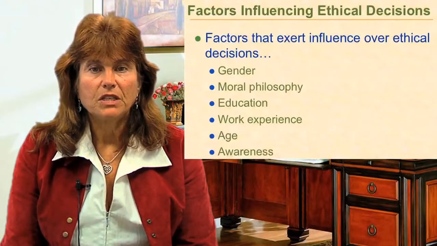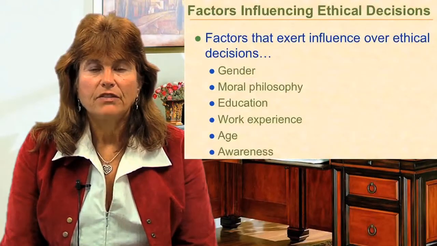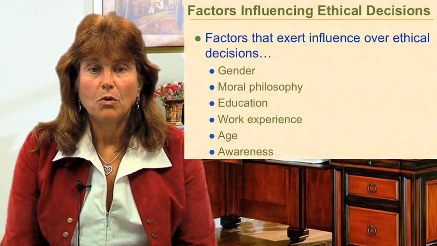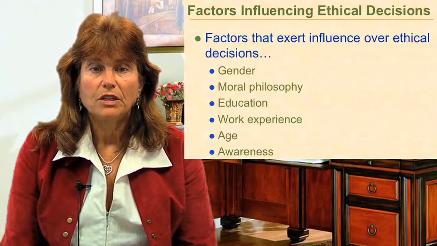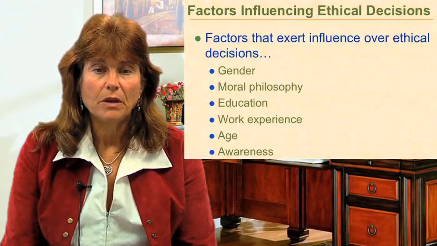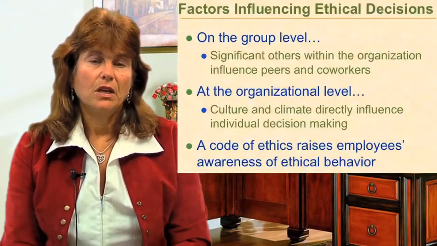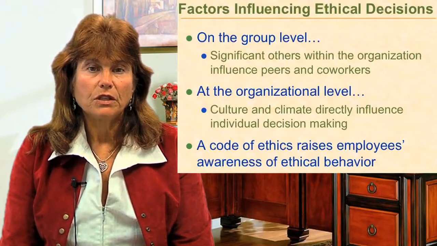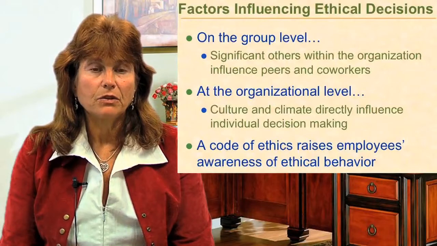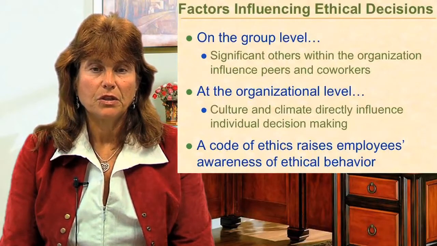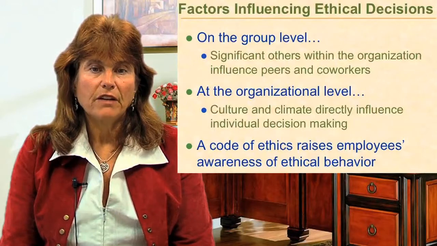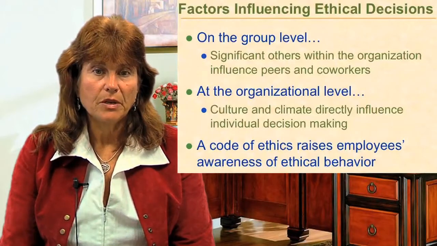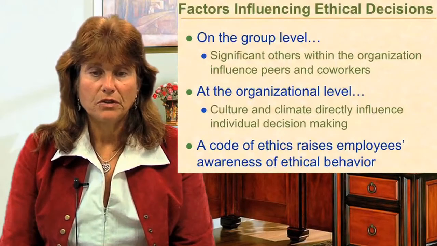Factors that might influence these ethical or unethical decisions have to do sometimes with gender, with moral philosophies and religions, with the level of education, how much work experience they have, how old they are, and maybe just their awareness capabilities. Factors that influence ethical decisions in the group: usually we have a peer influence that has a significant effect on others within the organization. Organizationally, we should have a culture and climate that has some direct influence over ethical decision making.